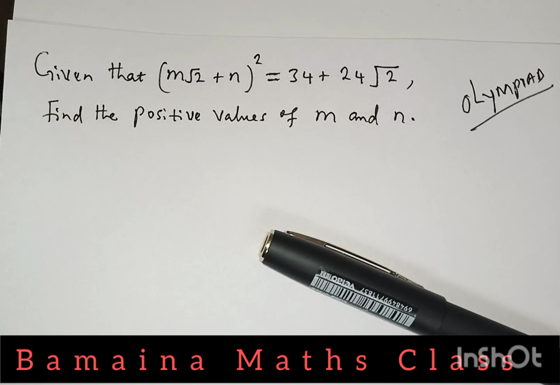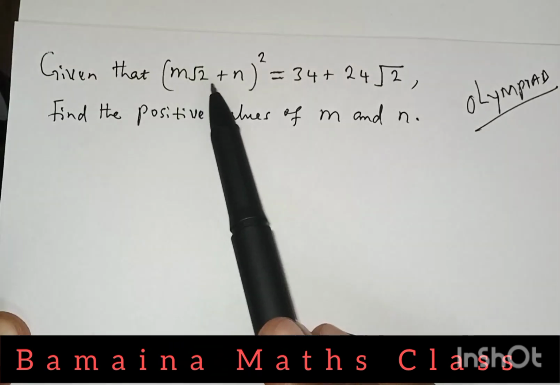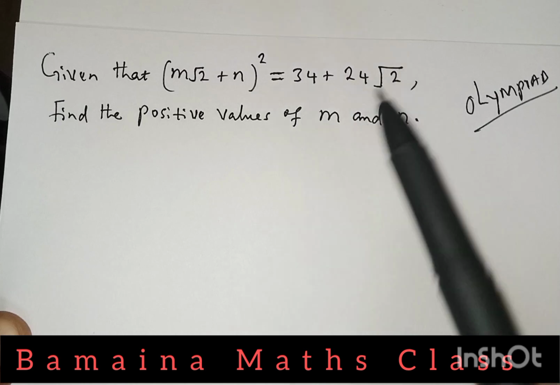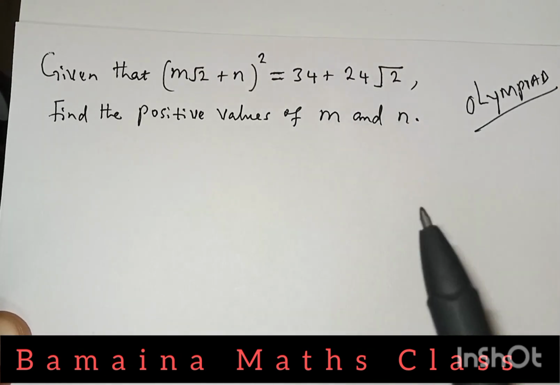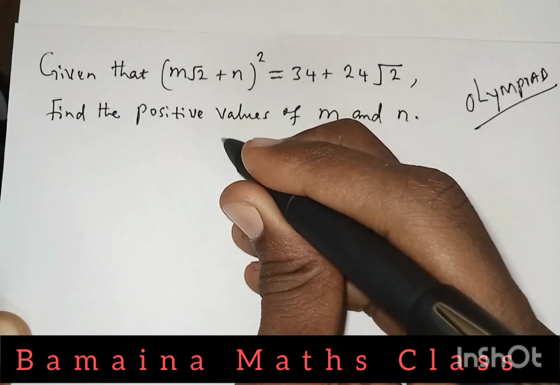In this video, we are going to see the solution of this Olympiad question. The question says, given that (m root 2 plus n) whole squared equals 34 plus 24 root 2, find the positive values of m and n. This is an Olympiad question, of course. So we begin by saying solution.